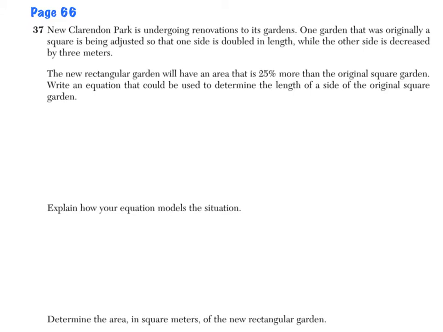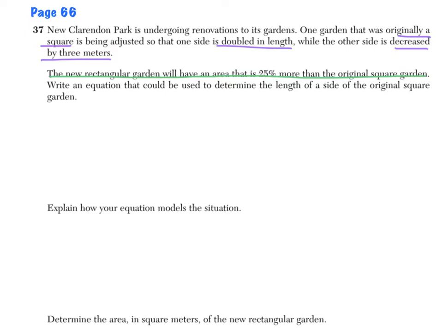The next one we're going to look at is on page 66. It is number 37, which makes it the 6-point question for this exam. New Clarendon Park is undergoing renovations to its gardens. One garden that was originally a square is being adjusted so that one side is double in length while the other side is decreased by 3 meters. The new rectangular garden will have an area that is 25% more than the original. That sentence is very important. Write an equation that could be used to determine the length of a side of the original square garden.